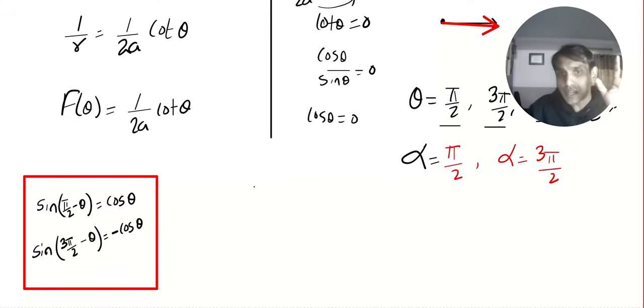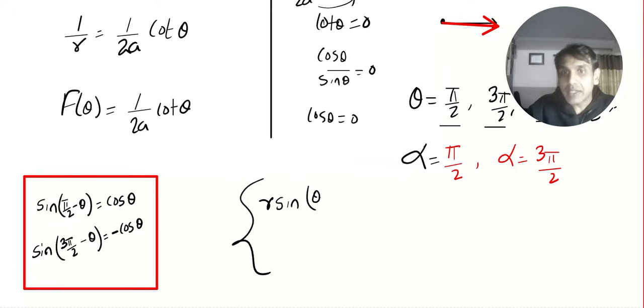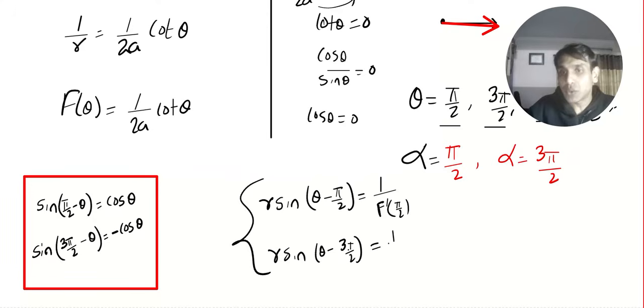Okay, now here I am going to write the asymptotes are. Can you see? I got two values of alpha. So I am expecting two asymptotes. Still I am not sure. r sine of theta minus, can you tell me the first value? Pi by 2 is equal to 1 by the derivative value at pi by 2. r sine of theta minus 3 pi by 2 is equal to 1 by the derivative value at 3 pi by 2.